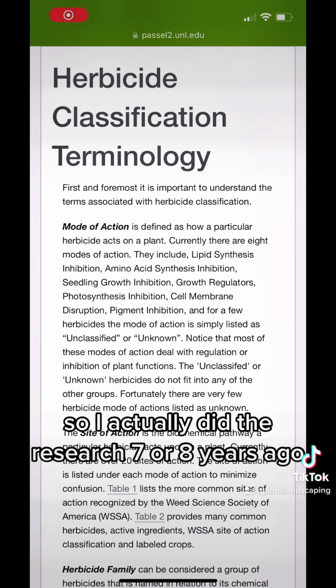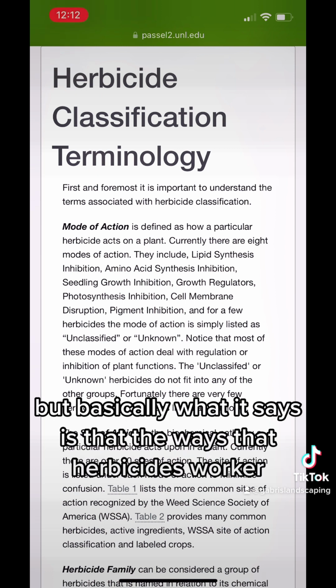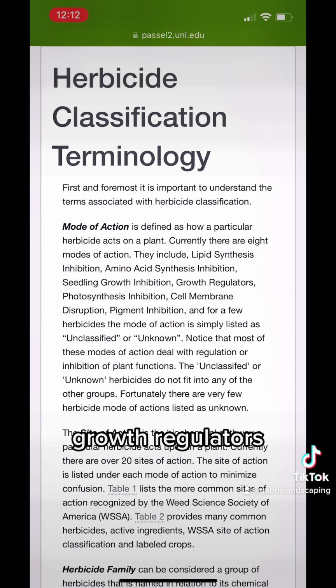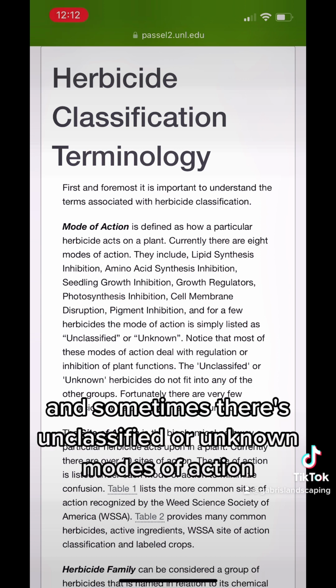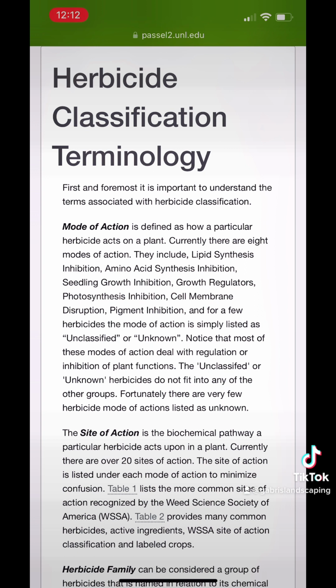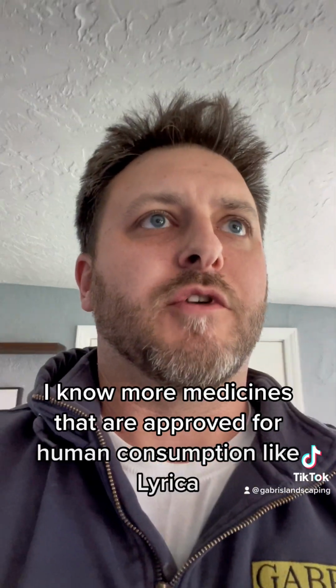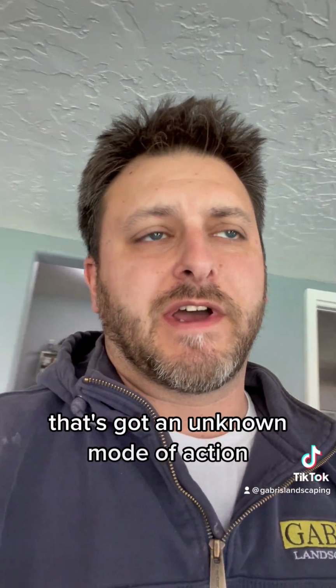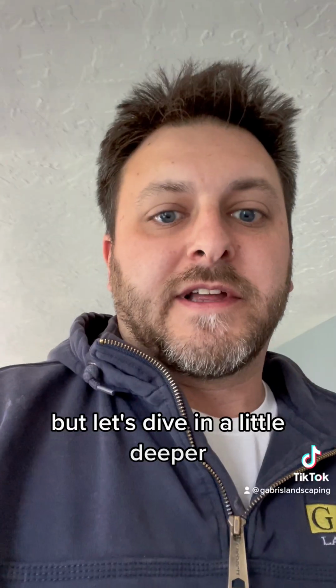So I actually did the research 7 or 8 years ago, but basically what it says is that the ways that herbicides work are through lipid synthesis inhibition, amino acid synthesis inhibition, seedling growth inhibition, growth regulators, photosynthesis inhibition, cell membrane disruption, pigment inhibition, and sometimes there's unclassified or unknown modes of action. Typically, we don't have a whole lot of unknown modes of action, and if we do, they're not products. I know more medicines that are approved for human consumption, like Lyrica, that's got an unknown mode of action than I do of herbicides.